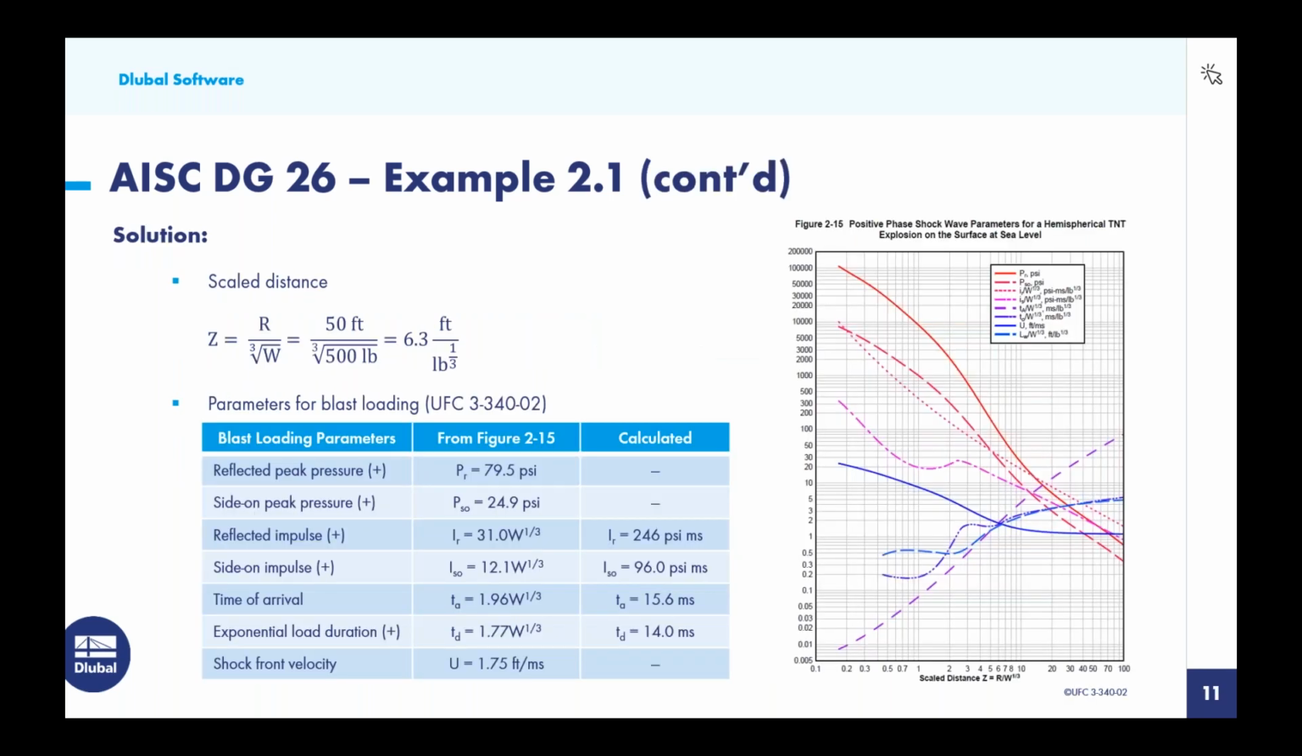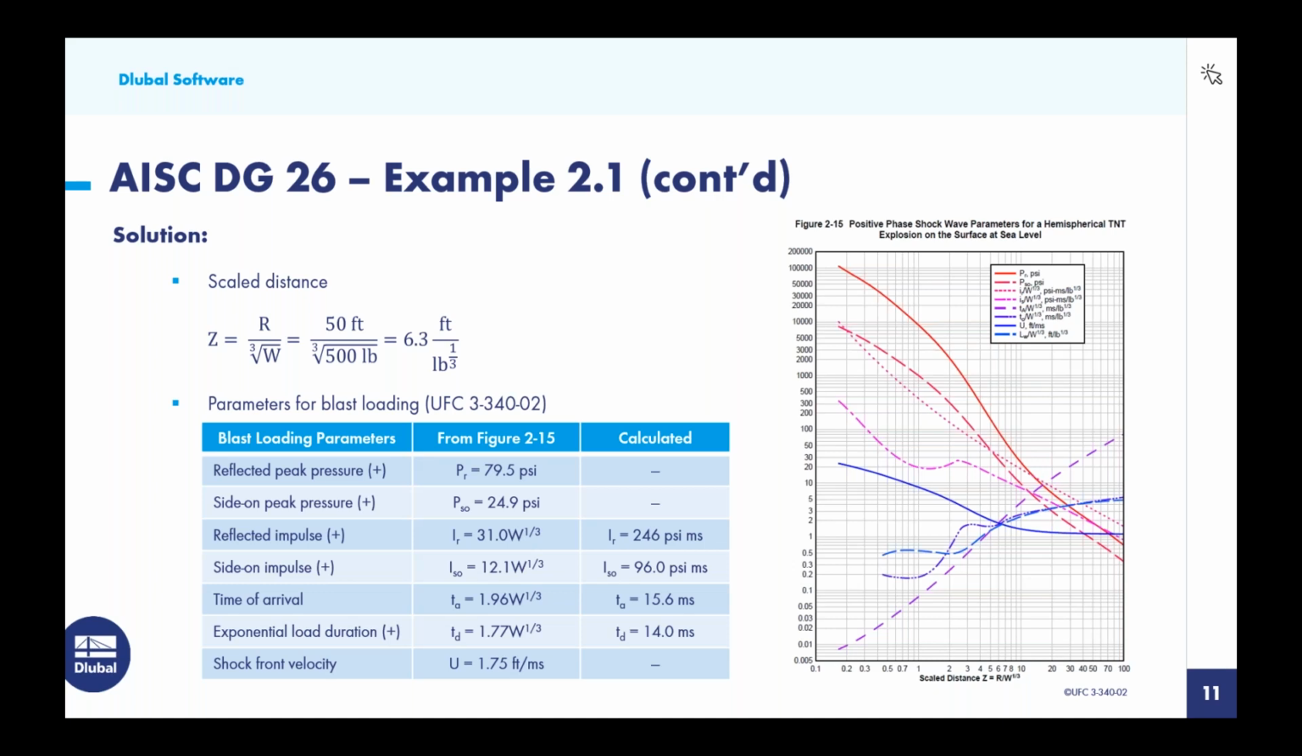So in order to consider the time diagrams for our time history analysis, we actually need to now move through the solution to determine what all of these different variables are. So we begin with the scaled distance, and this is indicated by the variable Z. Z is given to us by R over the cubed root of W, which is just simply 50 feet away from the structure with a charge weight of 500 pounds. Then we're going to get 6.3.